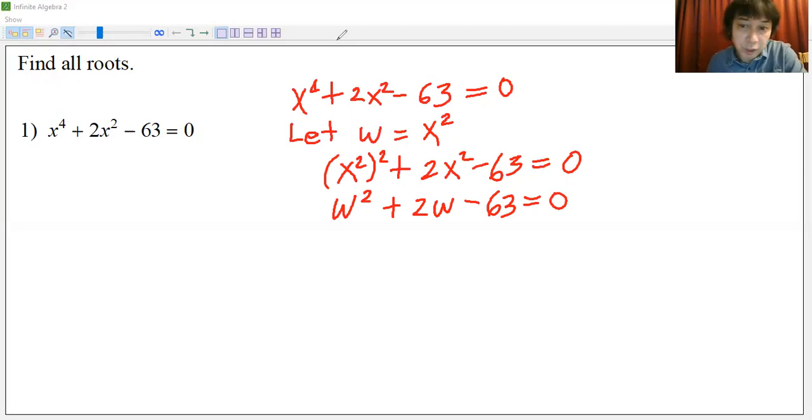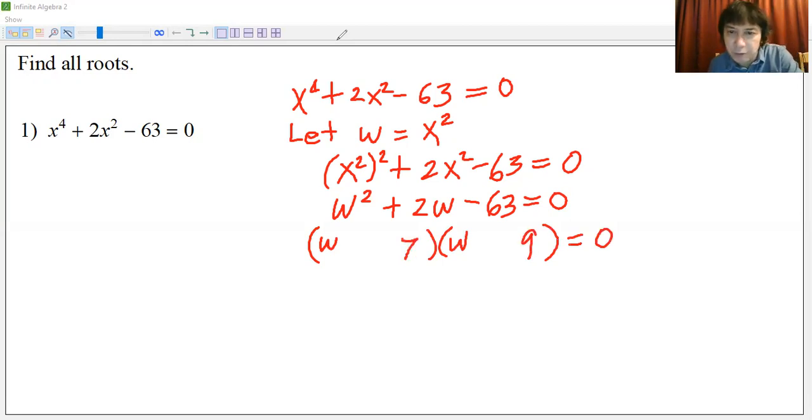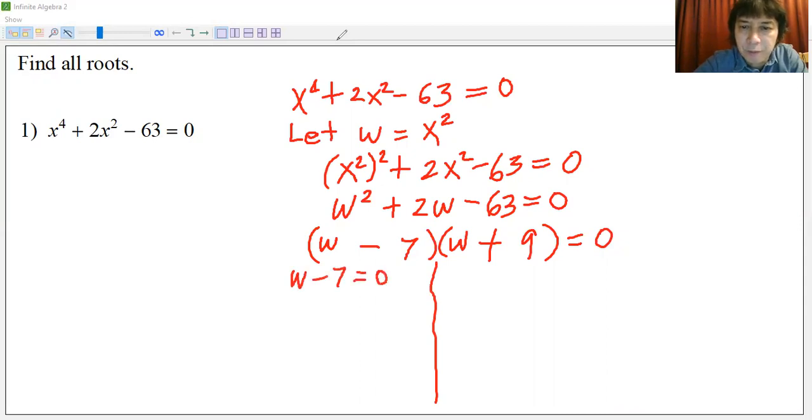The factors of 63, 7 and 9. So we have w and w, and we have the factors 9 and 7. So we have a positive middle term 2w. That means we need to make the 9 positive and the 7 negative. And so these will now be the factors. Equate each factor to 0. W minus 7 is equal to 0. W plus 9 is equal to 0.